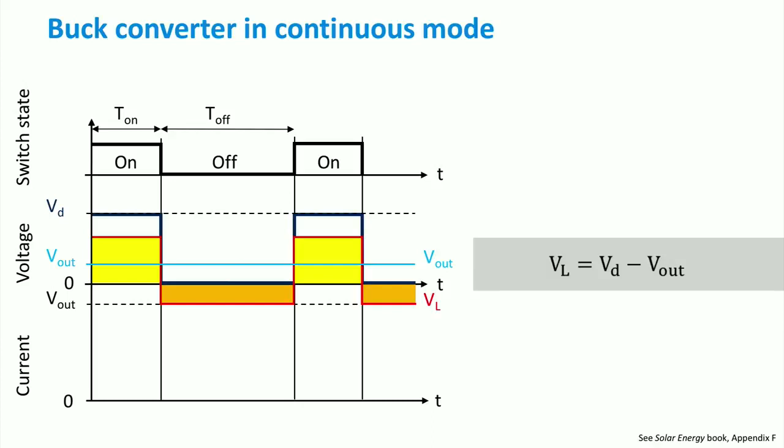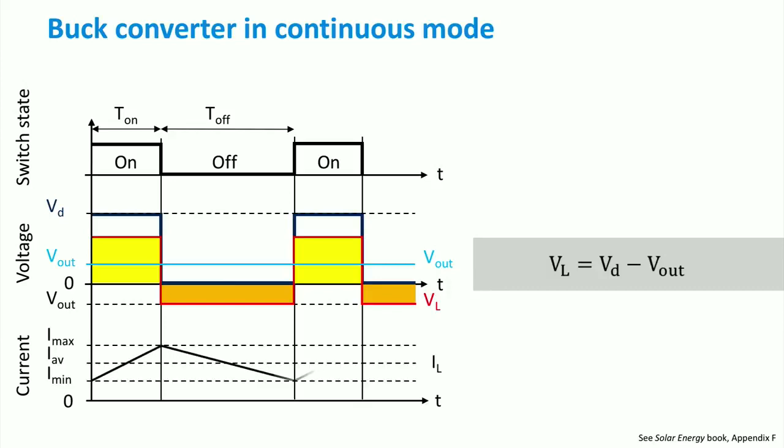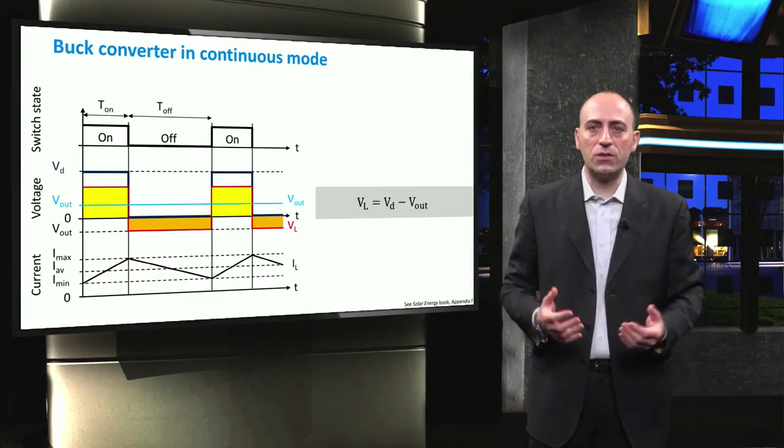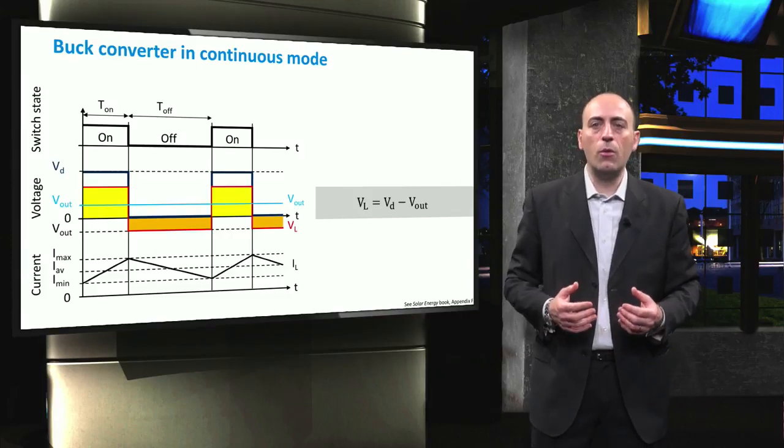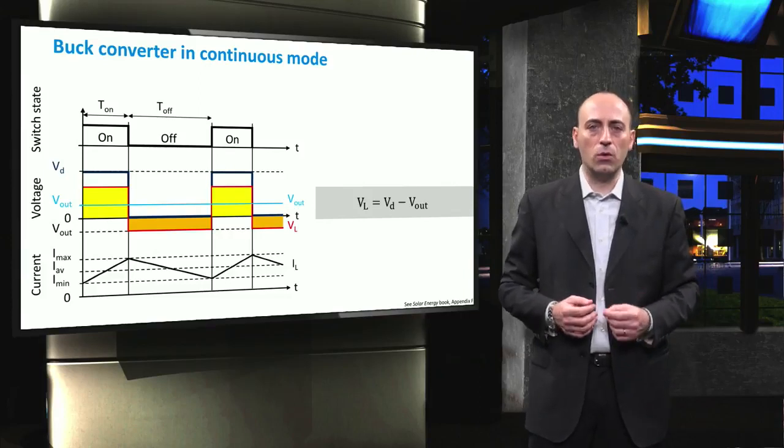Then, during the on cycle, the voltage across the inductor is V diode minus V output, while during the off cycle it just becomes minus V output. Now, about the current through the inductor, we have that during the on period it rises, and then as soon as the switch opens, it decreases. If the instantaneous current through the coil is always larger than 0, the converter operates in the continuous conduction mode.